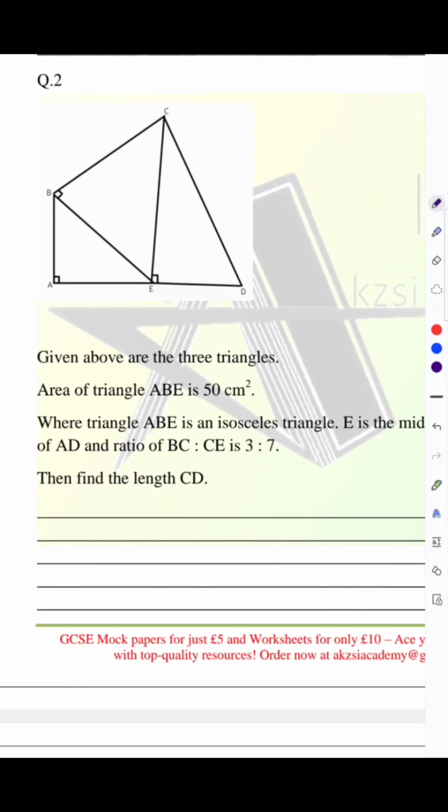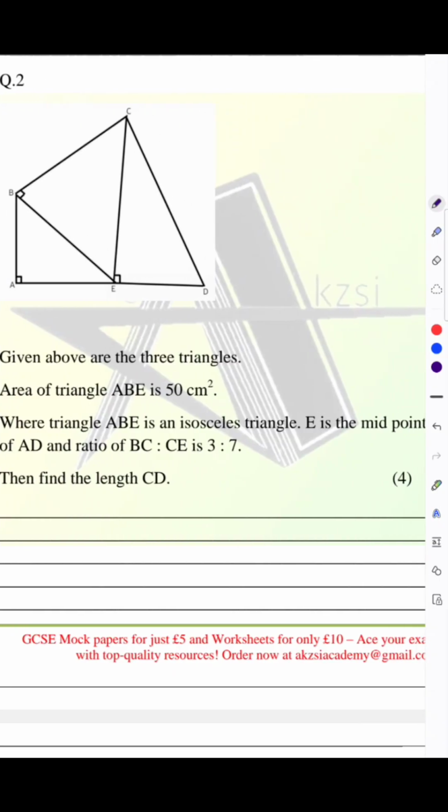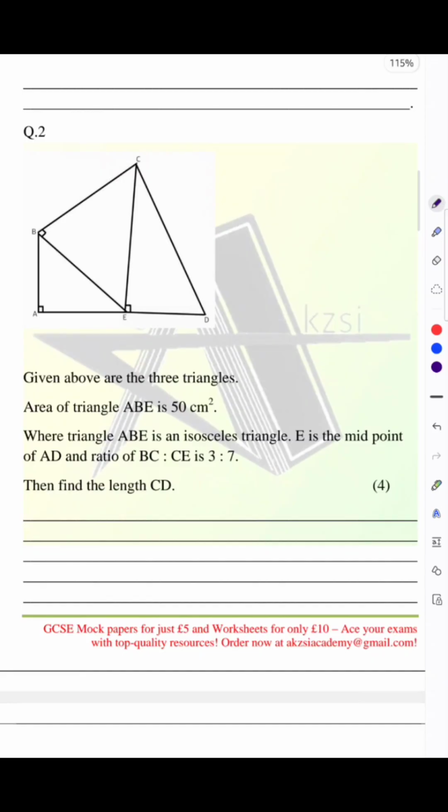Given above are the three triangles. Area of triangle ABE is 50 centimeters squared, where the triangle ABE is an isosceles triangle. E is the midpoint of AD and the ratio of BC to CE is 3:5. Find the length of CD. So let me try to figure out what exactly is given. Area of ABE, that means this one. Area of this is given, that means clearly half times, they all are right angle triangles. So half times AB times AE is equal to 50, which means AB multiplied by AE is 100 centimeters squared.